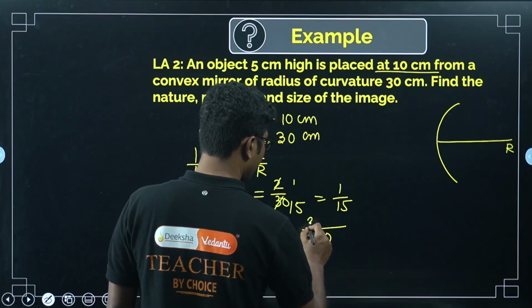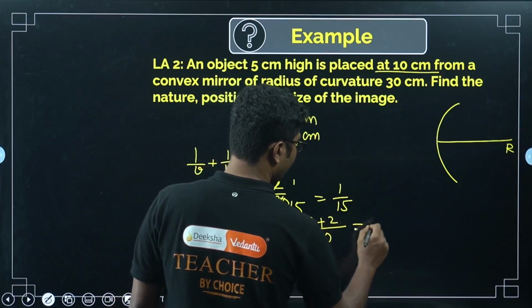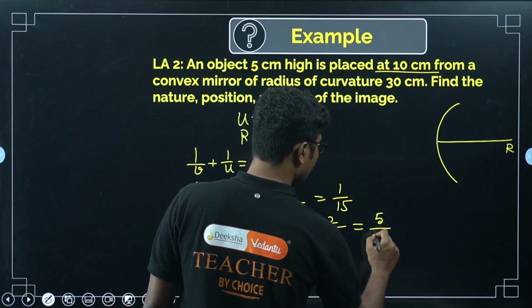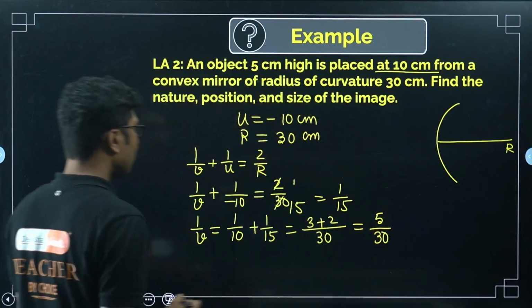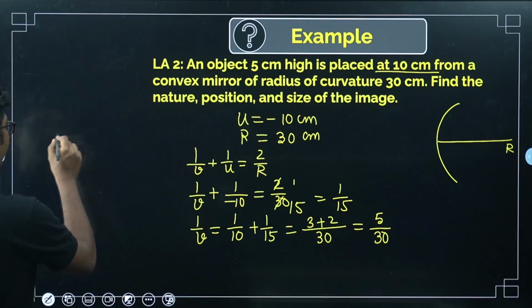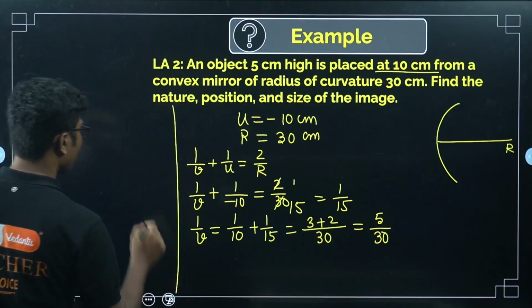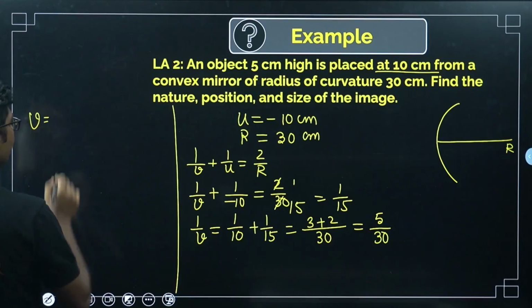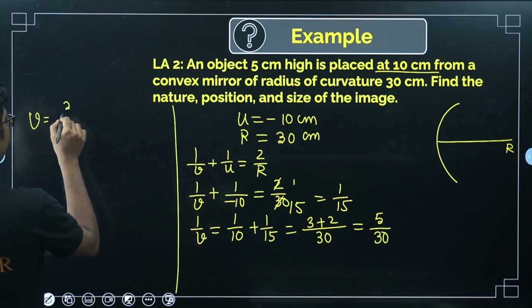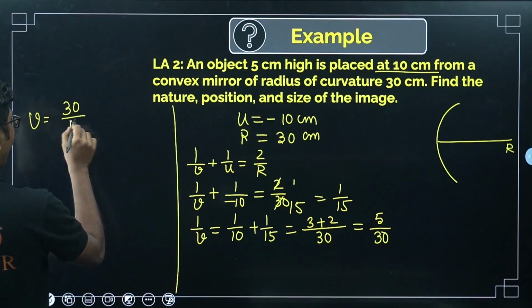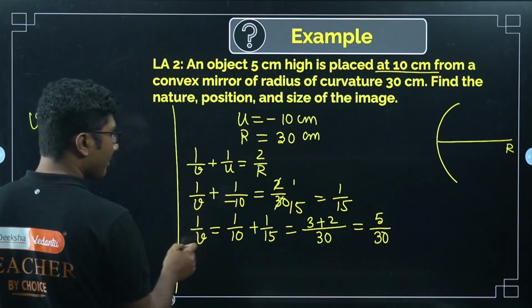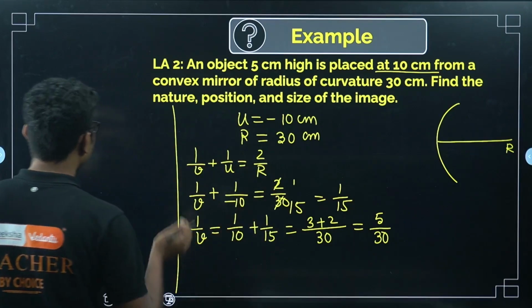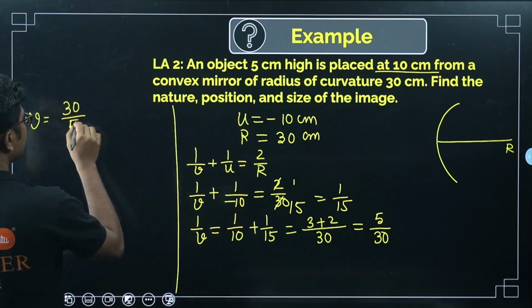So it will be 3 plus 2, it will be 5 by 30, right? So V will be equal to 30 by 5. Don't forget, it is 1 by V, so you have to invert both sides.